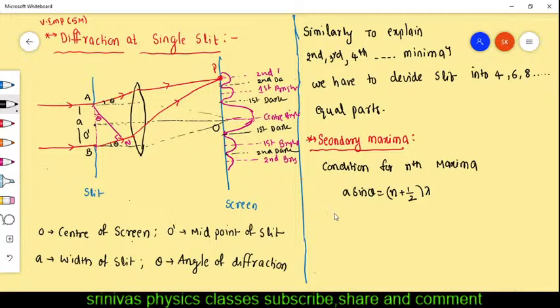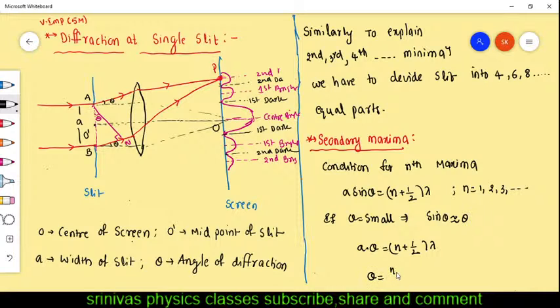And from this, if theta is small, where n value we write as 1, 2, 3. If theta is small, we write sine theta is theta. Then a theta we will get as (n plus 1 by 2) into lambda. I want theta from this. Theta we will get as (n plus 1 by 2) into lambda by a.